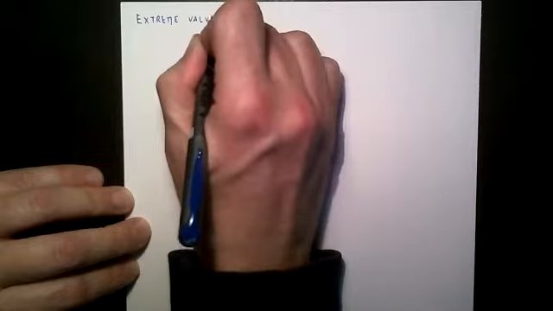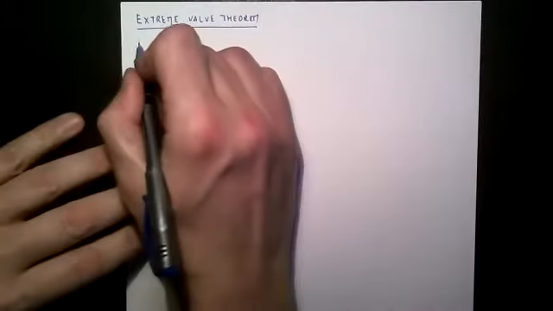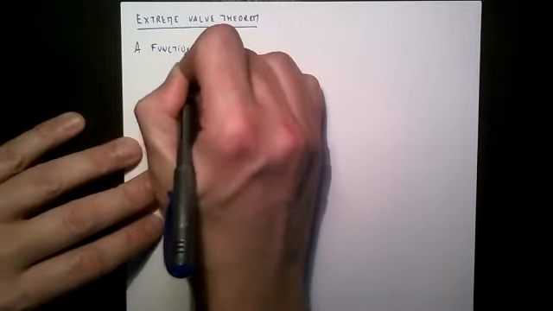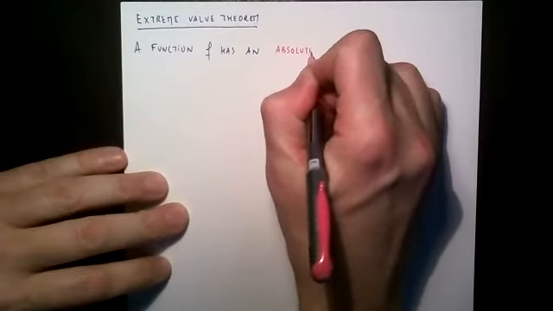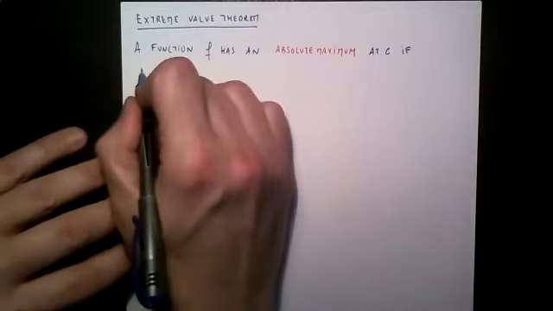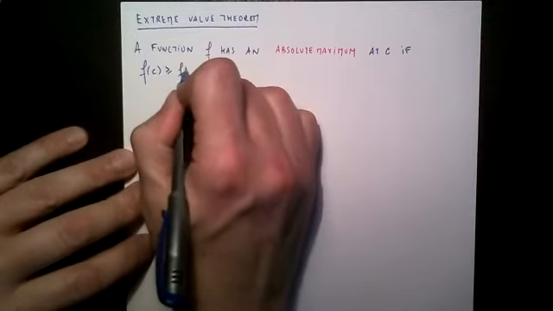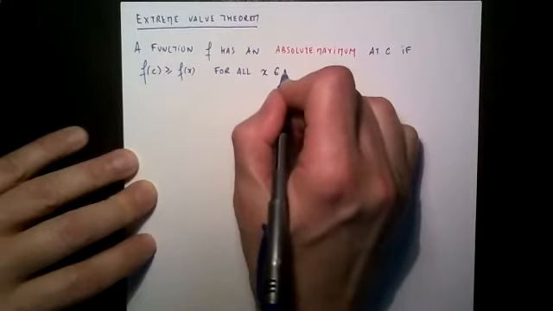So the extreme value theorem. All right, so a function f has what we call an absolute maximum at c if f of c is greater than or equal to f of x for all x in the domain of f.